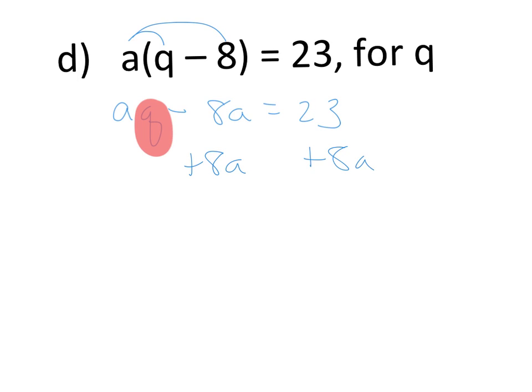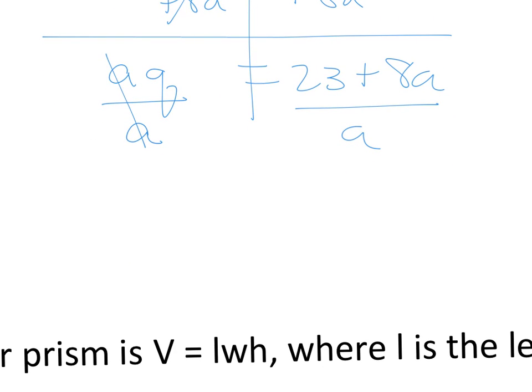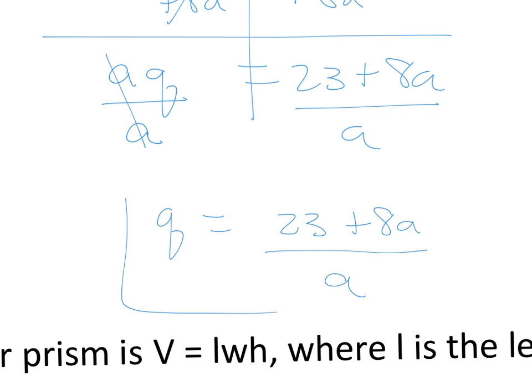Okay, again, if you need to draw the wall, draw the wall. So that cancels. So I have AQ equals 23 plus 8A. All right, so now again, we're still getting the Q by itself. So now I'm going to divide by A to isolate the Q. Divide by A on this side. All right, so my answer is Q equals, and since I can't really divide by a variable, I'm just going to leave it like this, 23 plus 8A divided by A. And that's going to be my final answer.